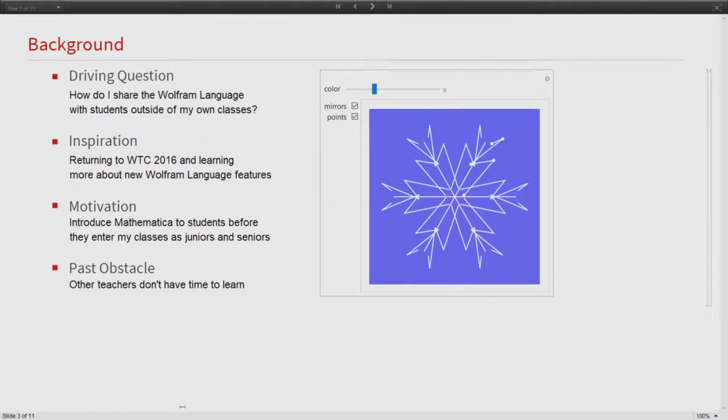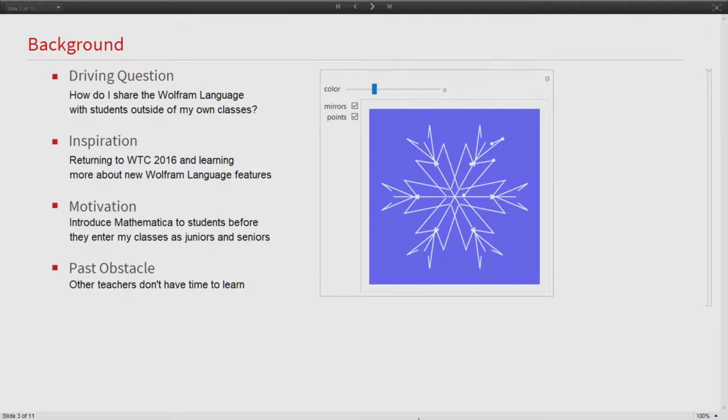So why am I doing a club? Where is this all coming from? My driving question was I wanted to find a way to reach students who were not in my current classes and introduce them to the Wolfram language. There's so many more students at the high school who could be interested in this. How can I start showing them what we can do?